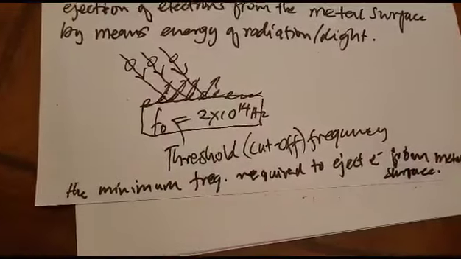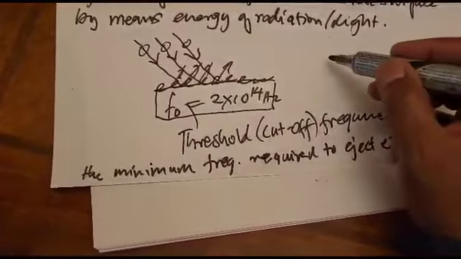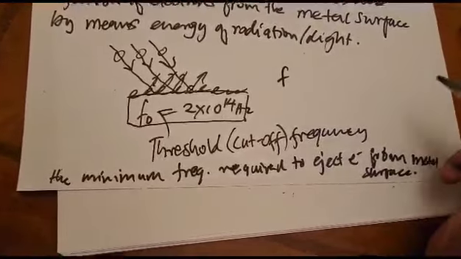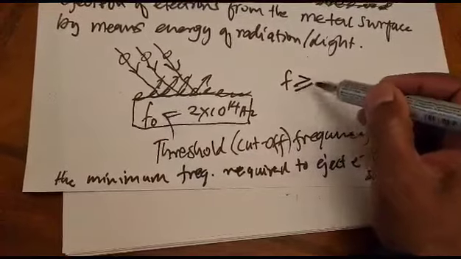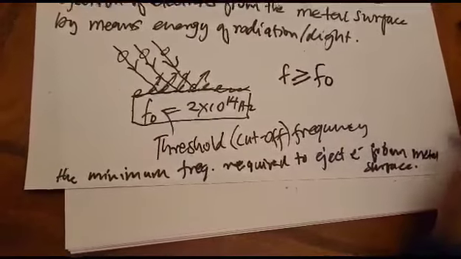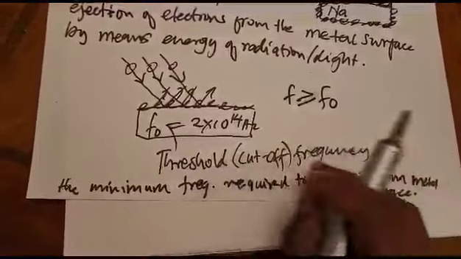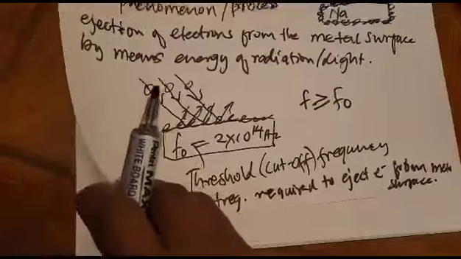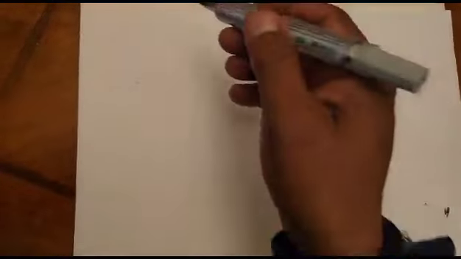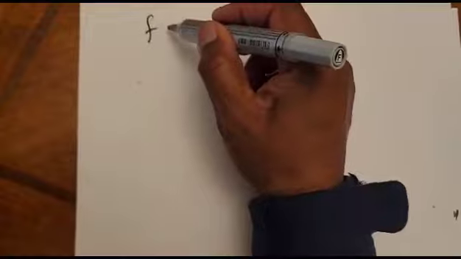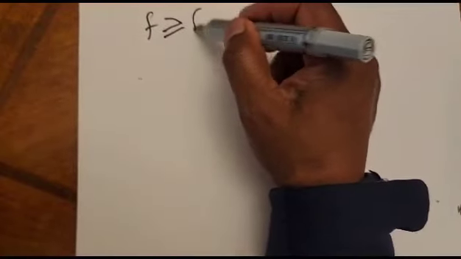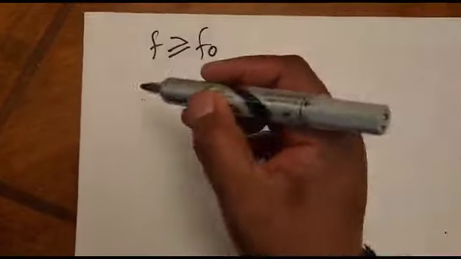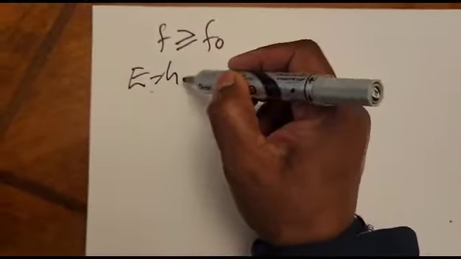That's what you call threshold frequency, meaning that for electrons to be ejected, the frequency of a photon of the oncoming radiation must be greater than or equal to the threshold frequency. That's the first condition. With frequency we can calculate the energy of radiation, which equals hf.